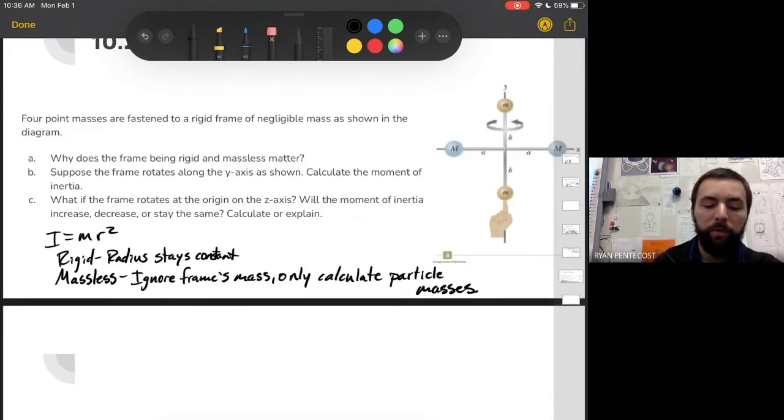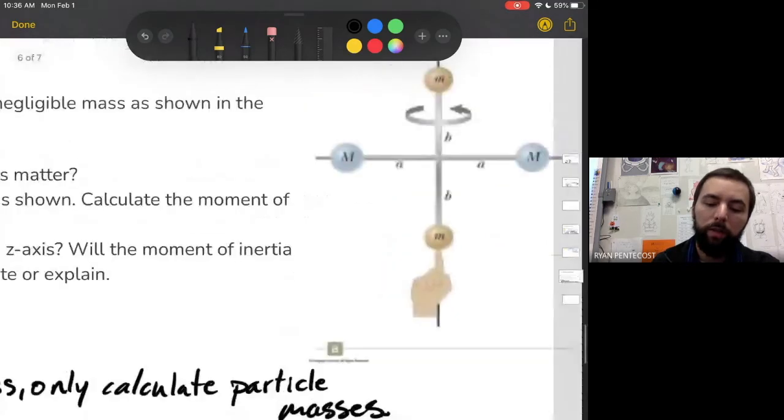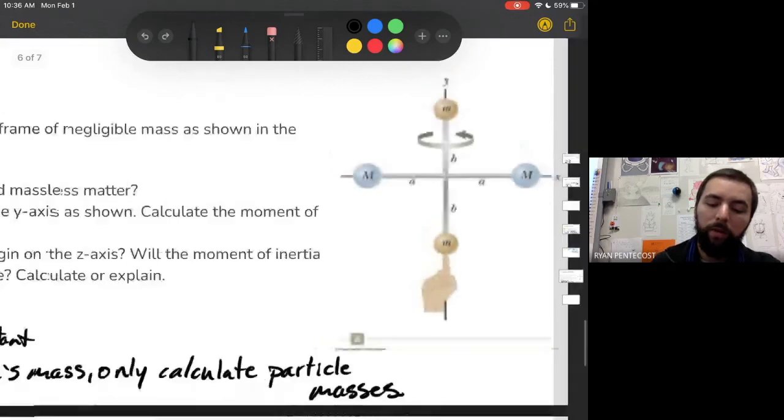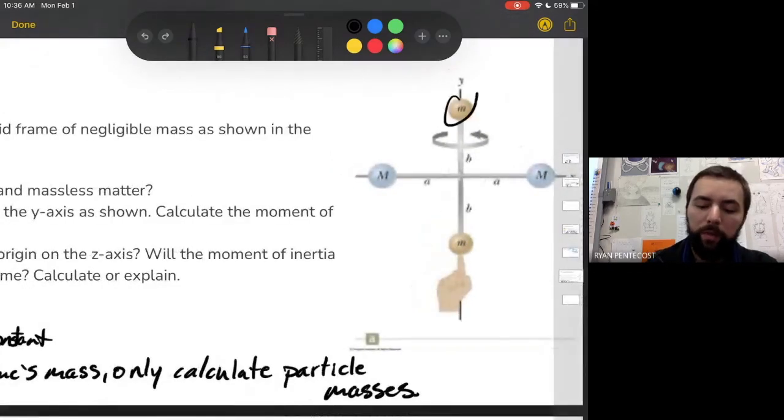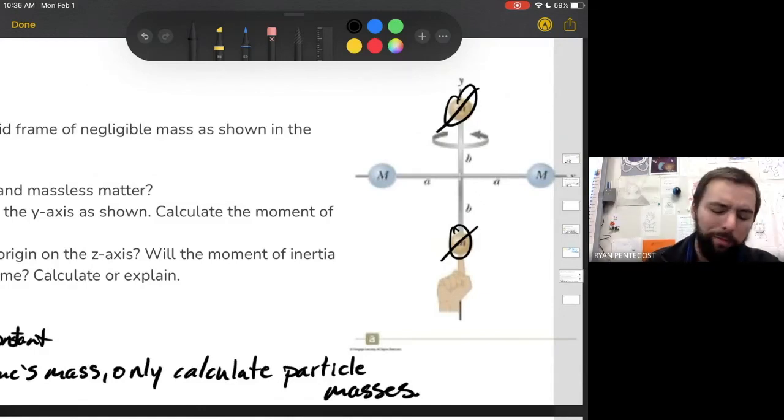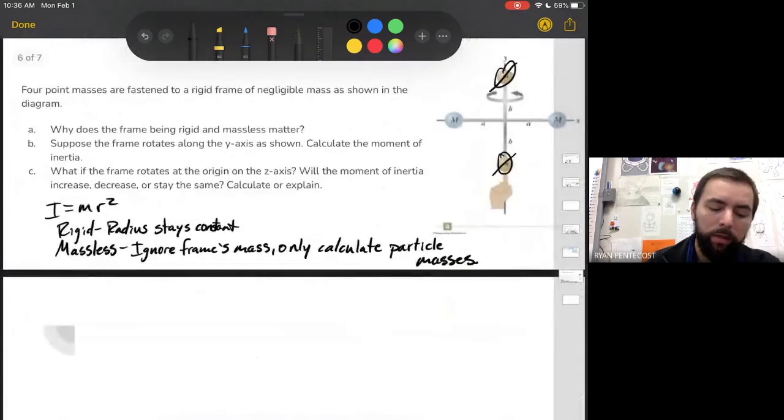Now, suppose the frame rotates along the y-axis as shown, right? Here we see that it is rotating about the y-axis. So, like we just said in the last problem, that means that this mass and this mass we're not going to factor in because their radius would be 0, right? Their distance to the y-axis is 0. In our math, it's going to go away.